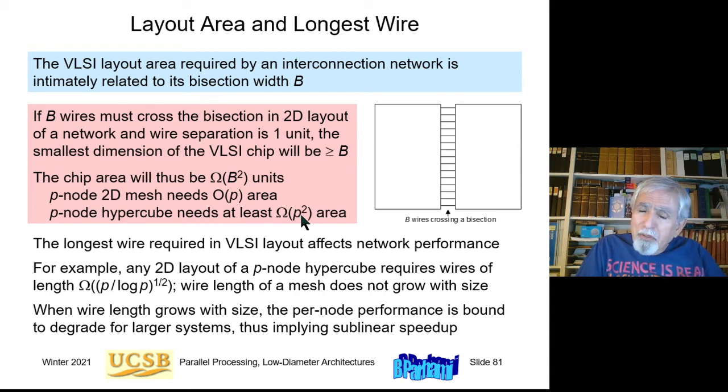Not only that, but also these wires tend to grow. As the hypercube size grows, the area grows according to the square of P, and the length of the wires also grows according to square root of P divided by log P. So not only do we have more wires and more area, the length of the wires also grows. This is the sense in which the hypercube is not scalable, because as you grow its size, the area penalty is large, and wire length also grows, therefore slowing down communication between nodes.